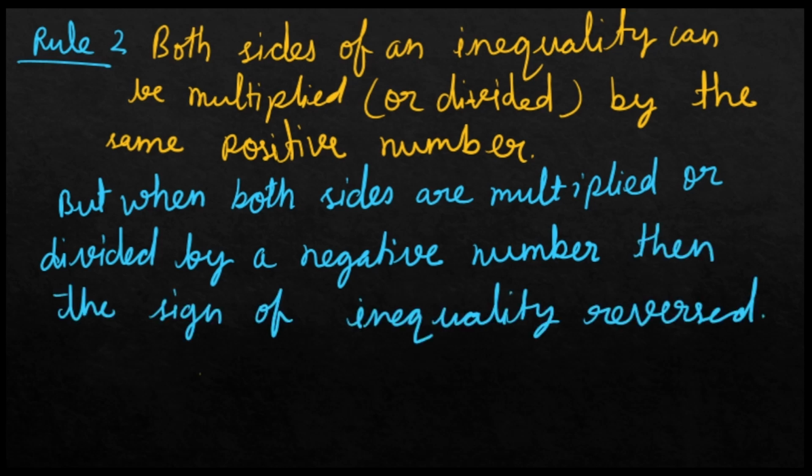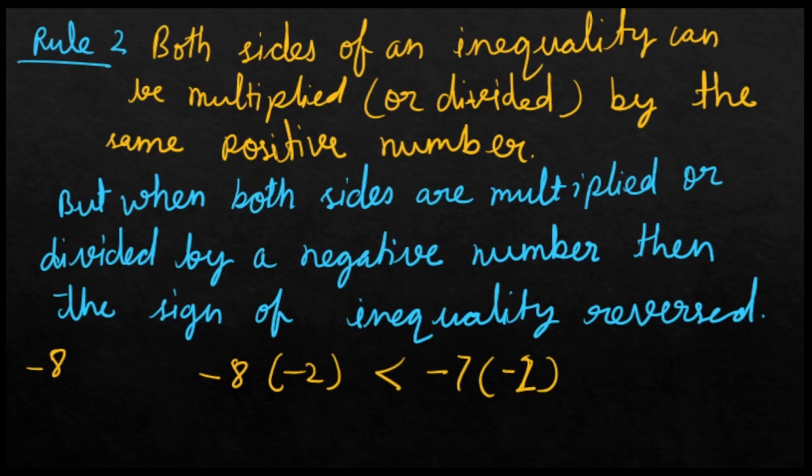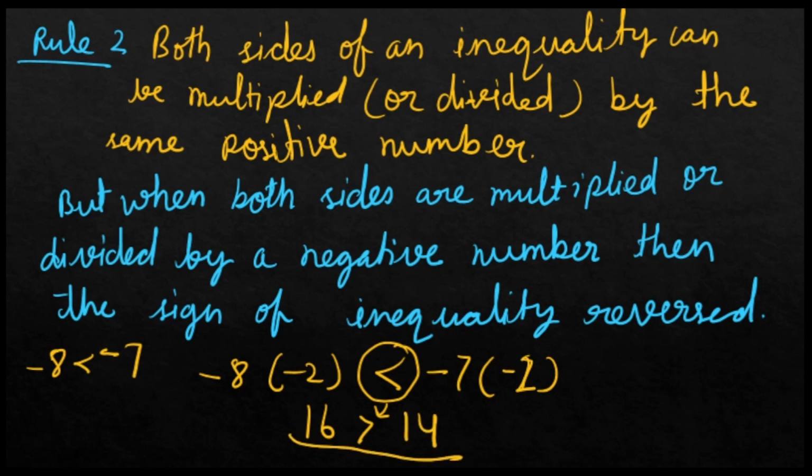As was the case for -8 multiplied by -2 and -7 multiplied by -2, multiplied by the same number. Before this we clearly saw -8 was smaller than -7. But in this case the inequality sign gets reversed, as we all know the result, 16 is greater than 14. So basically these are the two rules we should follow in the algebraic solutions of linear inequalities.